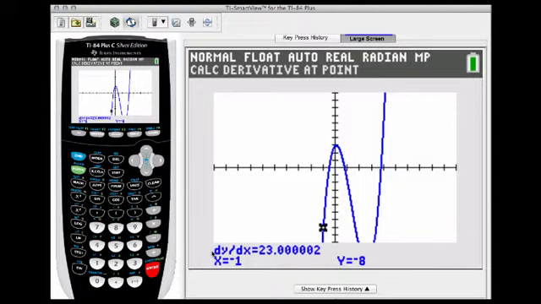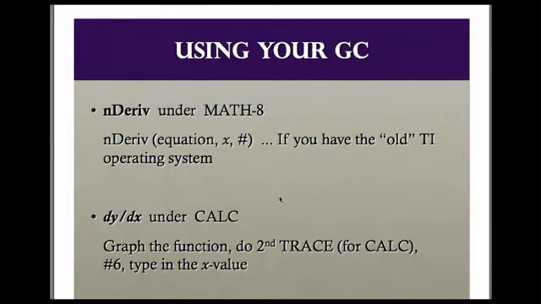Now, if you happen to have the older operating system, you'll notice under the first bullet here, when you do the Math 8, the nDeriv, you're going to be prompted with something that looks a little different than what you saw with our calculator example. You're going to have nDeriv, and then you'll be prompted with a parenthesis. You'll get the same answer in the end. You just need to enter it differently. The way you'll enter it, I have written out for you right here.